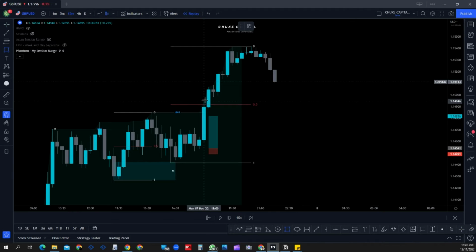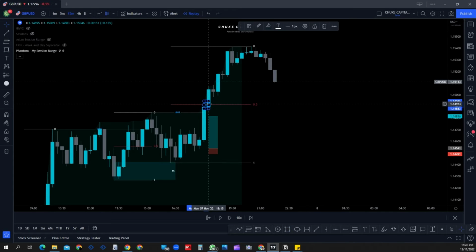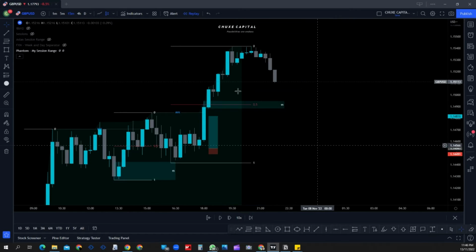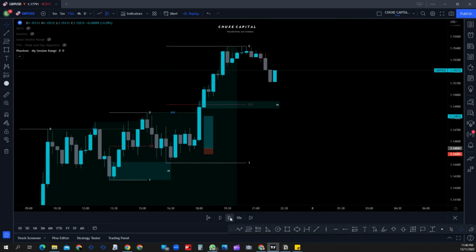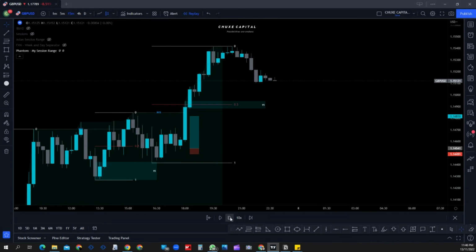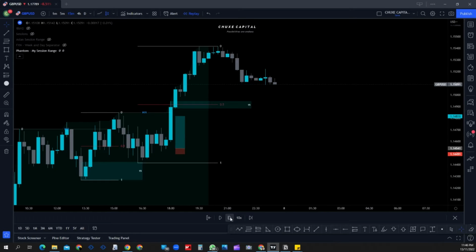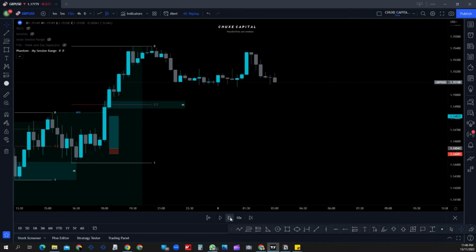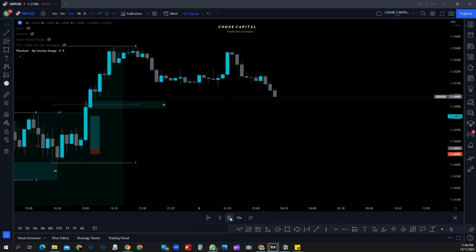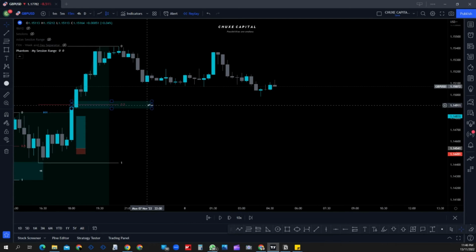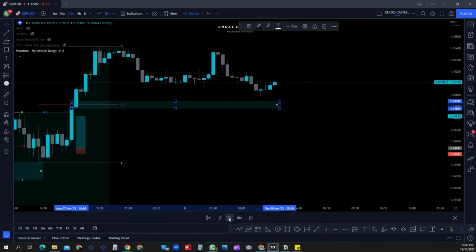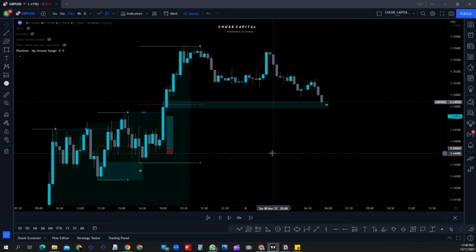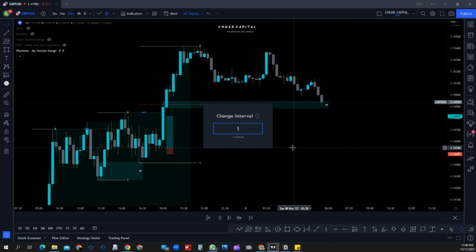Okay, so we can draw this OB here by itself here, and then see what happens when price gets in there. Okay, so price has tapped in there. We draw that to the 1 minute and see.